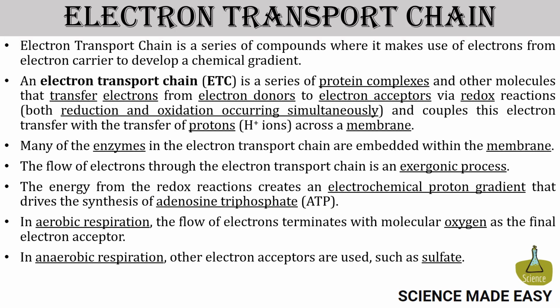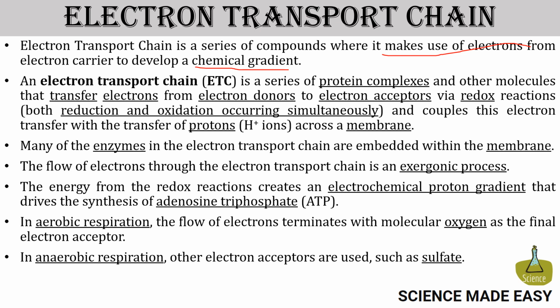The electron transport chain is a process which comes after the Krebs cycle, and it is a series of compounds that makes use of the electrons from the electron carriers to develop a chemical gradient. It is a process that converts the redox energy available from the oxidation of NADH and FADH2 into proton motive force, which is used to synthesize ATP through the ATP synthase complex, and this process is known as oxidative phosphorylation.